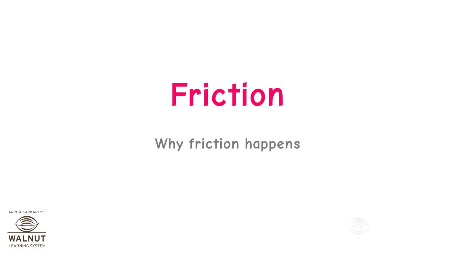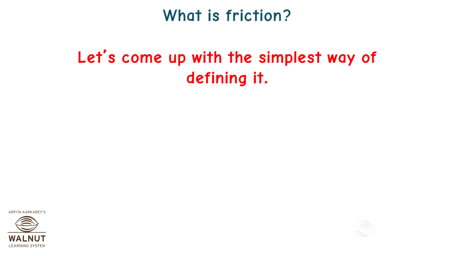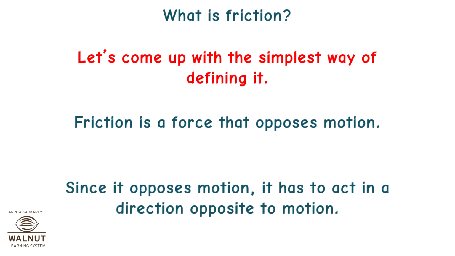Friction. Why does friction happen? What is friction? Let's come up with the simplest way of defining it. Friction is a force that opposes motion. Since it opposes motion, it has to act in the direction opposite to the motion.